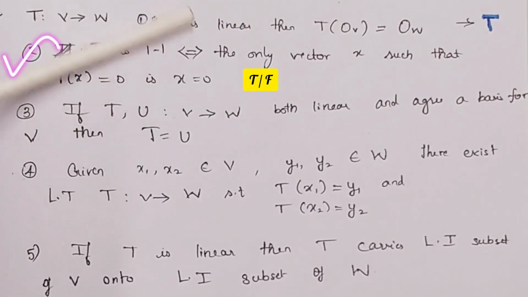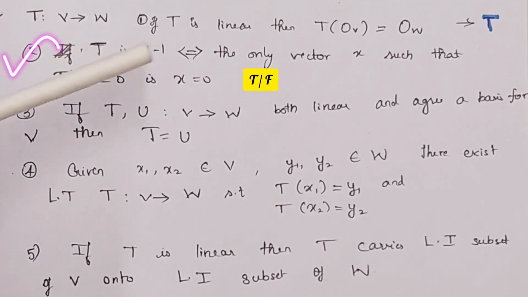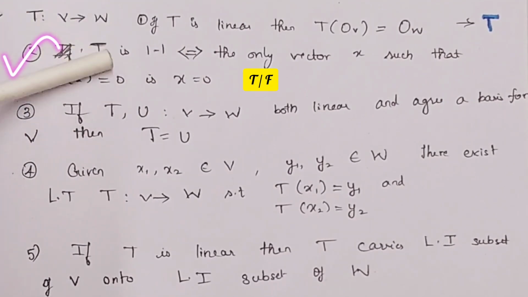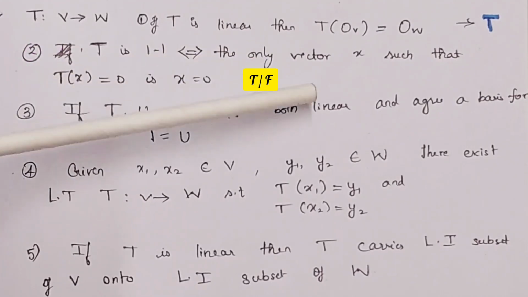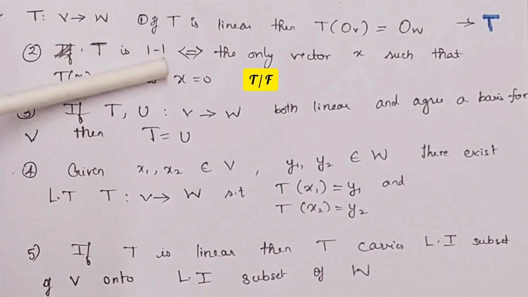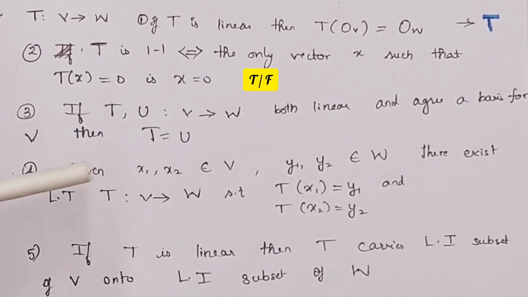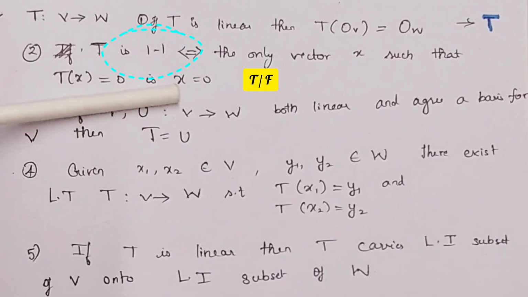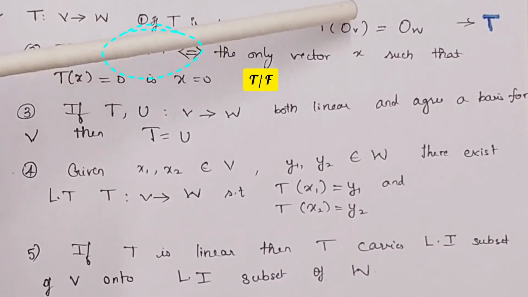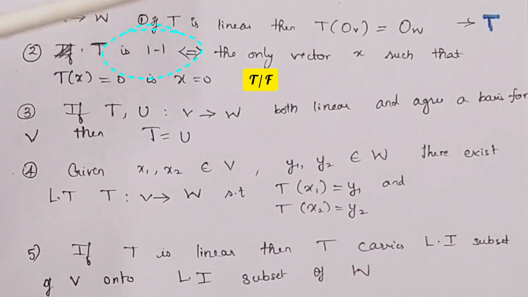Next question, which is similar to this, but you have to know the difference between these two things. T is one-one, so you should not write "if" over here. T is one-one if and only if the only vector h such that T of h is equal to 0 is h equal to 0. That means T of 0 only becomes 0 and no other vector gives you 0. They are giving this condition, but they are telling T is one-one, not that T is linear.